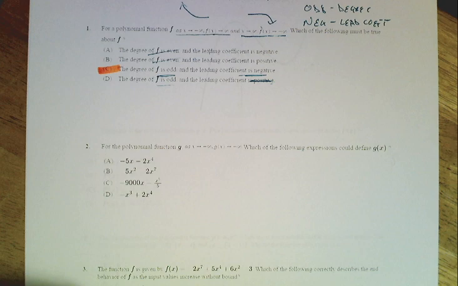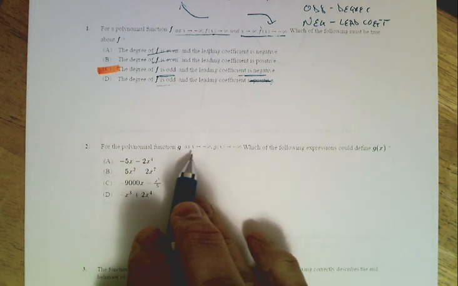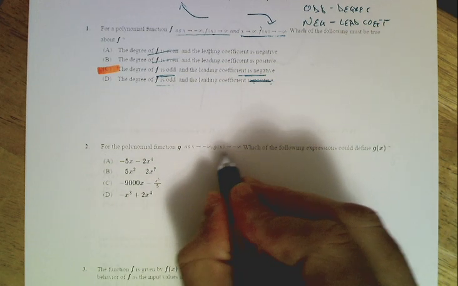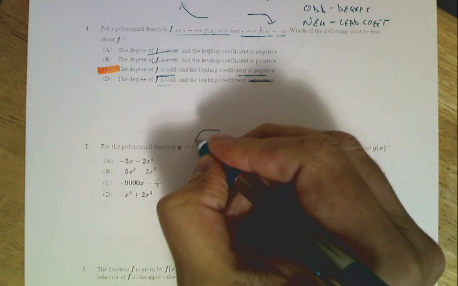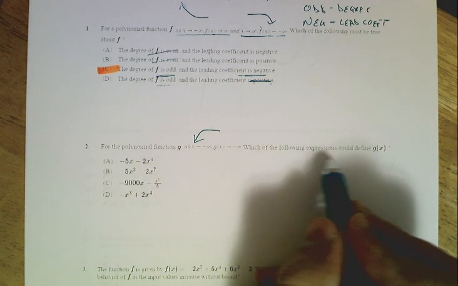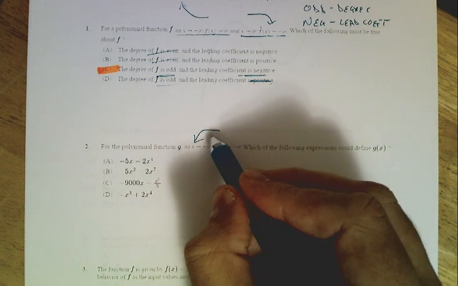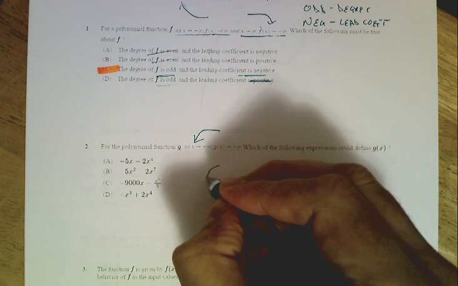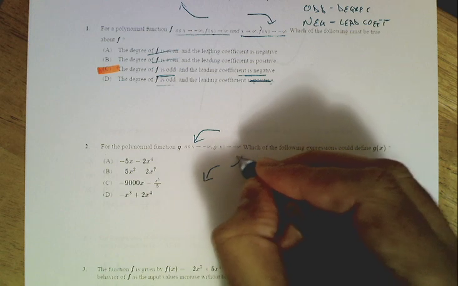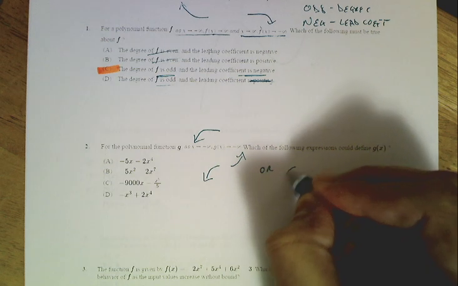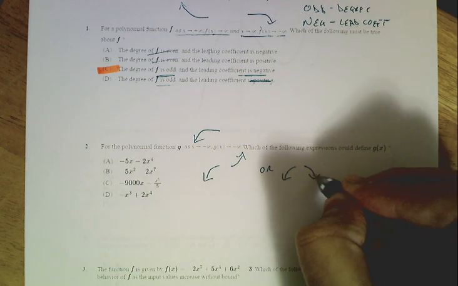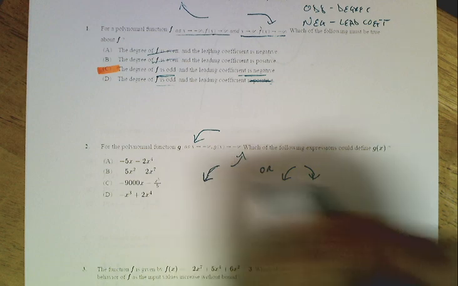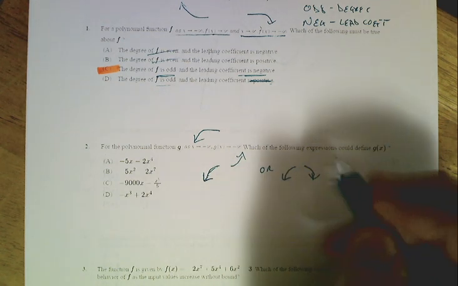Moving on. For the polynomial function g, as x approaches negative infinity, g approaches negative infinity. So as this goes down. Which of the following expressions could define g of x? Well, this is end behavior again, so it looks like this is just going down. We have two options here. Either it goes down like this and up like this, or it would go down this way and then down over here. So since we only have this end right here, we don't know about the other end. So go up or down.